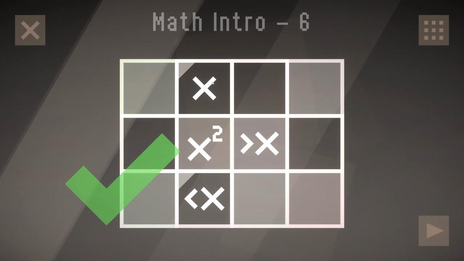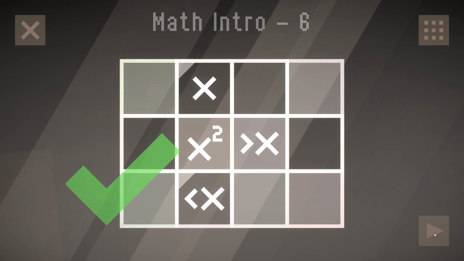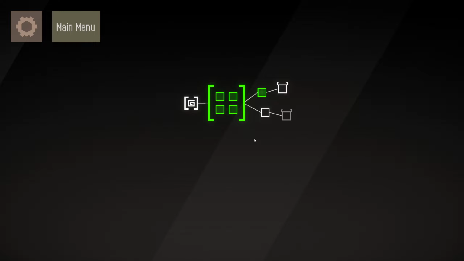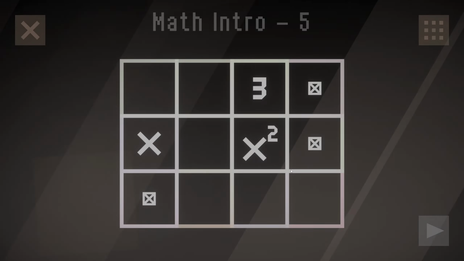So X is 2. X squared is 4. And 4 is more than 2. And 1 on its own. Great stuff. And I get a thing. Let's try this non-horned level first.